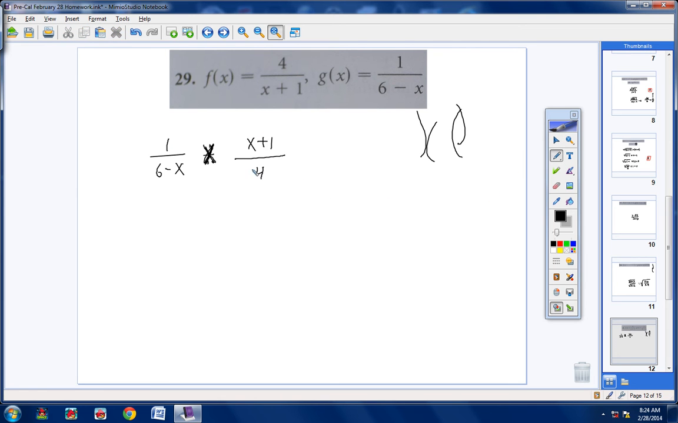Now, 1 times x plus 1 is just x plus 1. And I know you're going to get out just the inverted answer, but I still wanted to show you how this works. And then 6 minus x times 4, 6 times 4, negative x times 4, you get 24 minus 4x. There we go. Just that simple, okay? I hope this is making sense to you guys. It's not meant to be really difficult, okay?